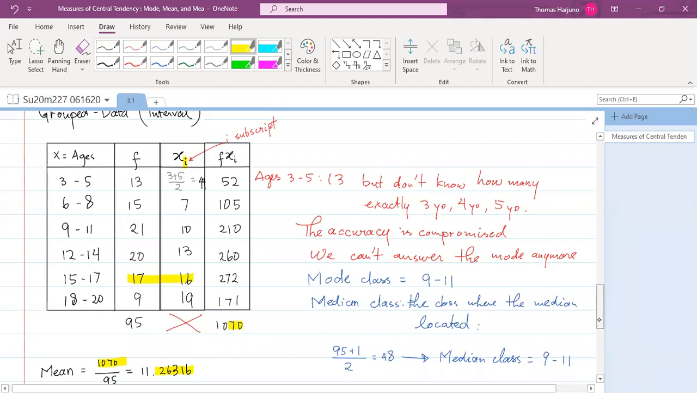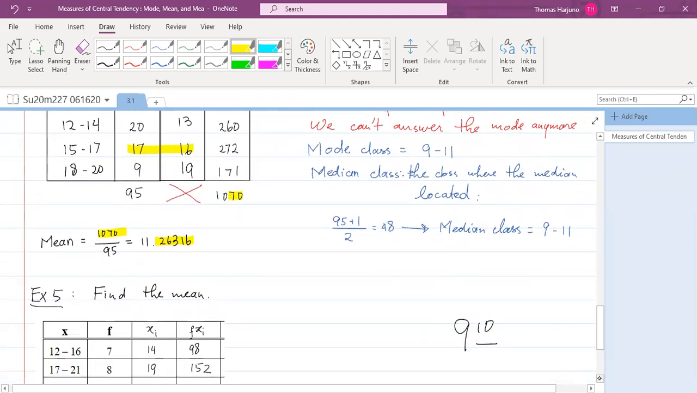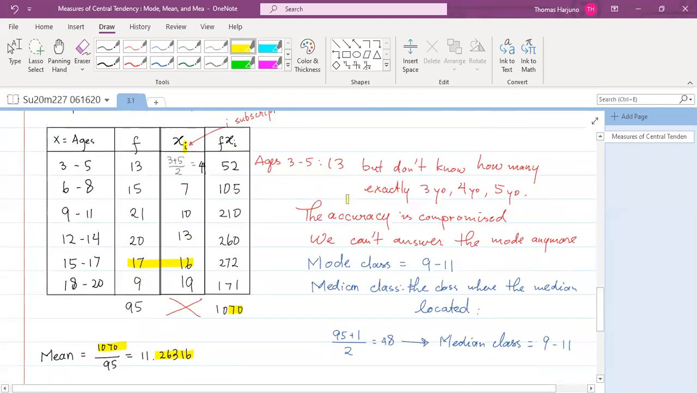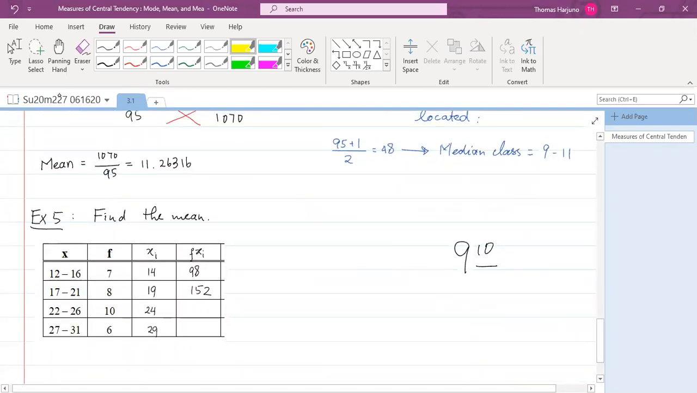Okay, and then let me see, which 52 were we referring to? Oh, this 52 here, coming from 13 times 4. That's 52, right? Yeah, that's 52. So I made this correction earlier. Let's go back to the main story. So I multiply this: 240, and then 6 times 29 is 174. Let me add this. This is the sum of f times xi.